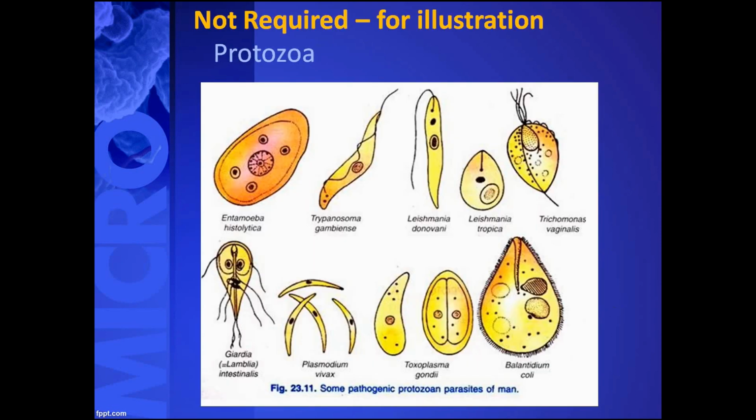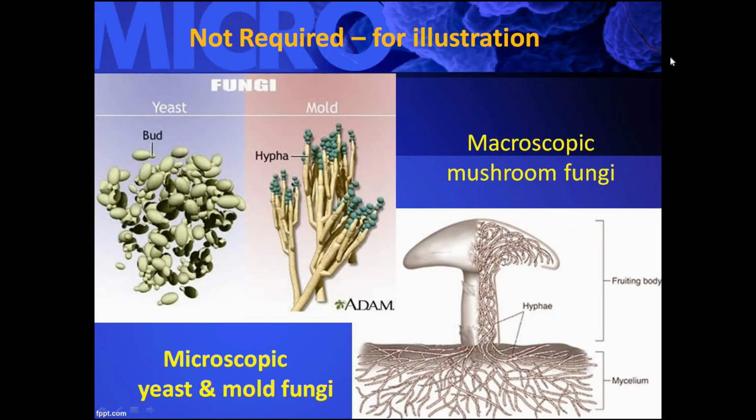That's very obvious. Now, the protozoa, these are parasites. They depend upon other organisms for their reproduction and their nutrients. Entamoeba histolytica and Giardia intestinalis cause chronic diarrhea. Trypanosoma brucei causes African sleeping sickness. Plasmodium vivax causes malaria.